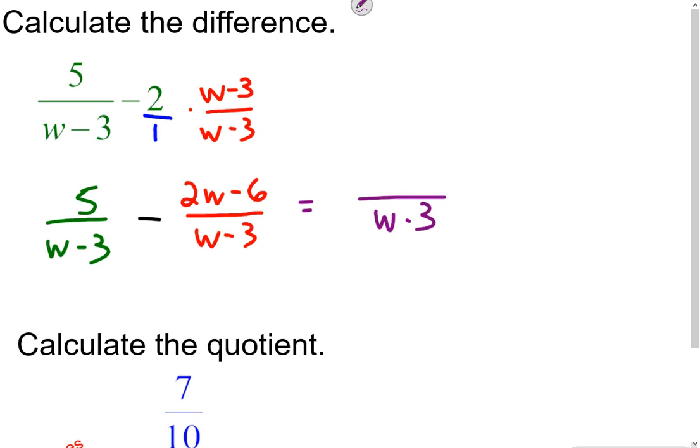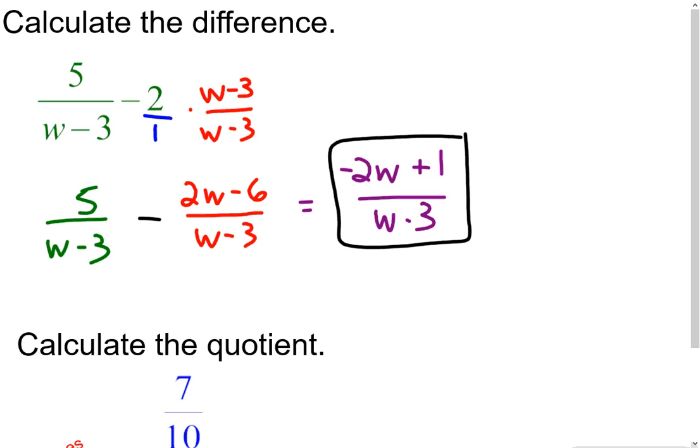But now we look at this and go, I'm going to start and go in descending order. So I'm going to start with my variable term. That'd be the 2w. Well, I'm subtracting the 2w from nothing. So 0 minus 2w is going to put me at negative 2w, and then I'm going to have 5 minus negative 6, and 5 minus negative 6 would be plus 1. Now, I cannot factor the numerator anymore. The denominator I can't factor anymore. Therefore, this is our final answer to that first green expression.